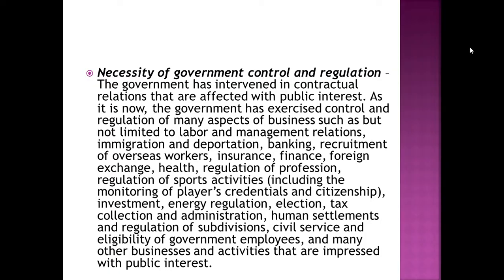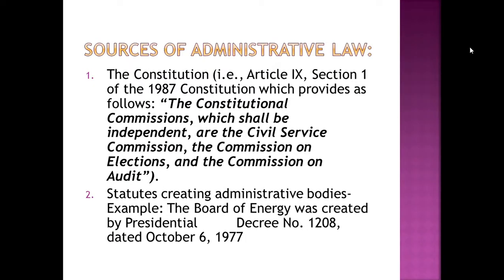Now, what are the sources of administrative law? First source of administrative law is our Constitution. In Article 9, Section 1 of the 1987 Constitution, it provides that the constitutional commissions, which shall be independent, are the Civil Service Commission, the Commission on Elections, and the Commission on Audit.